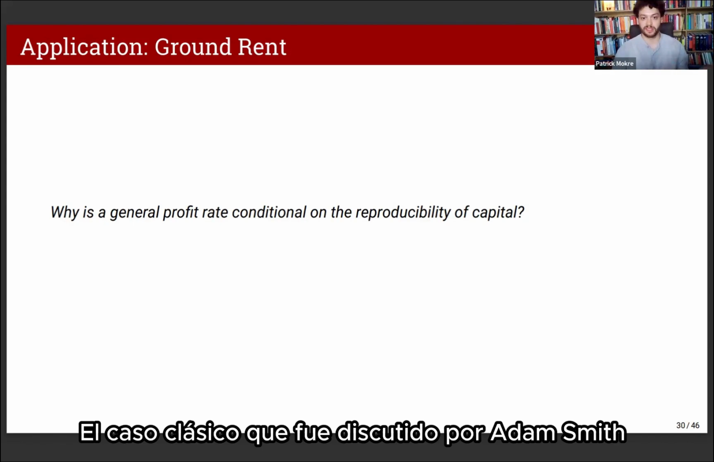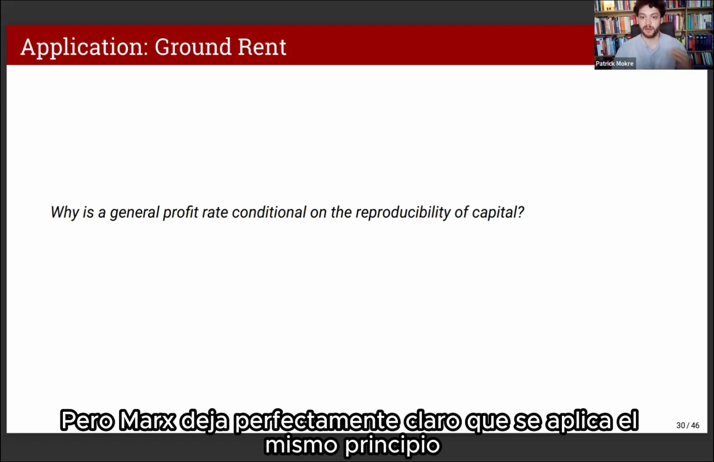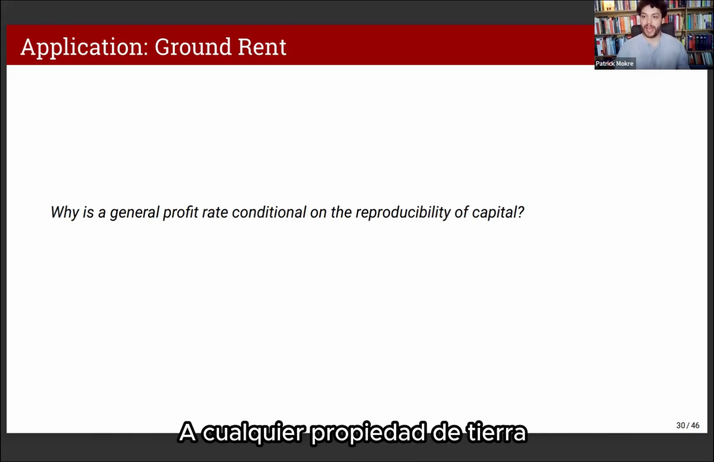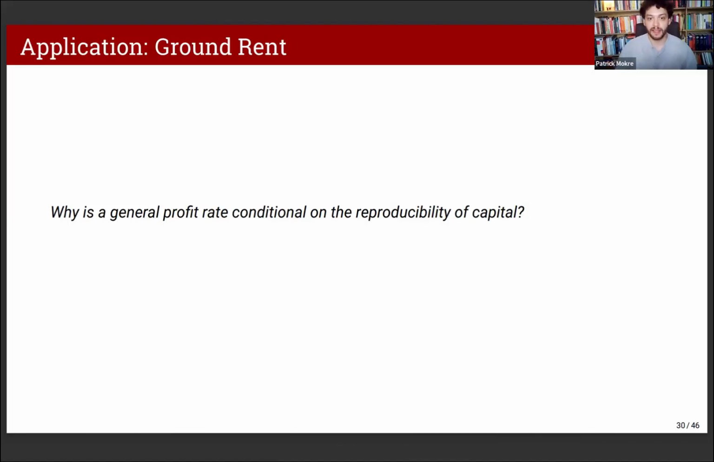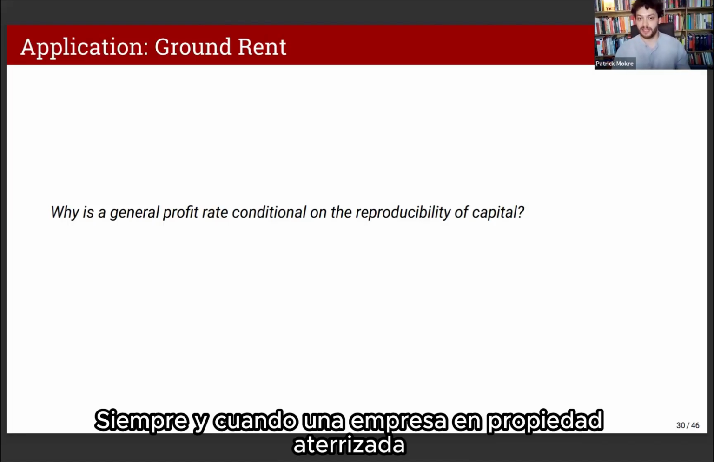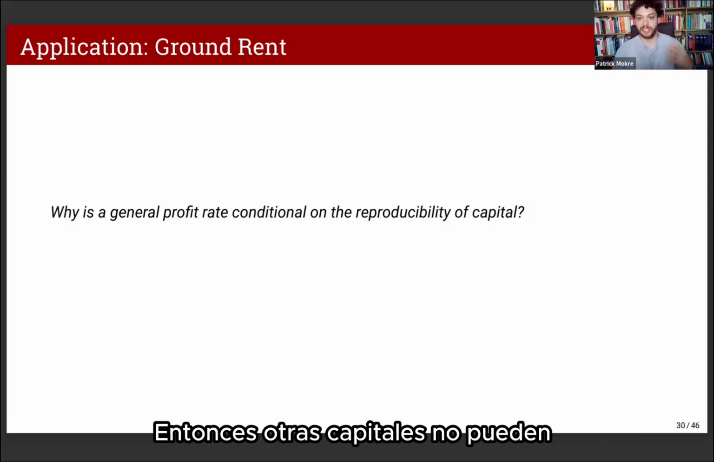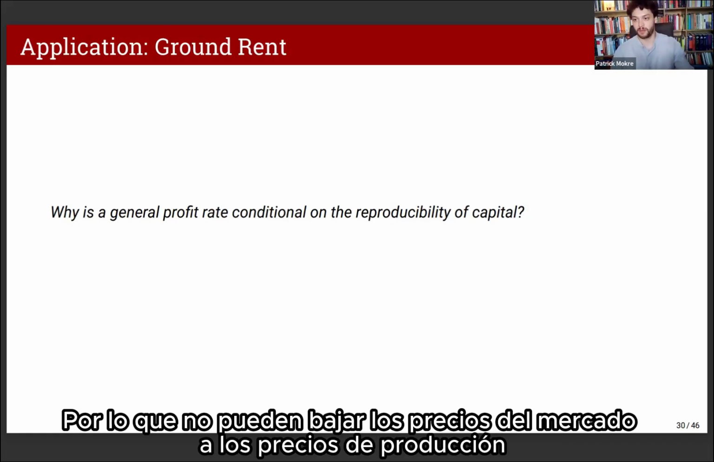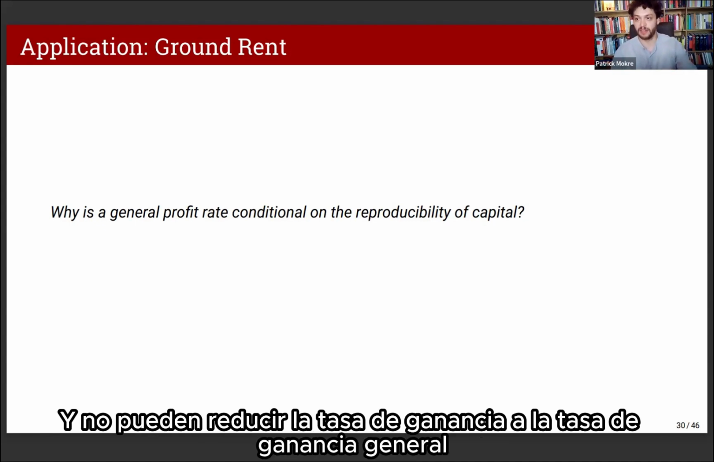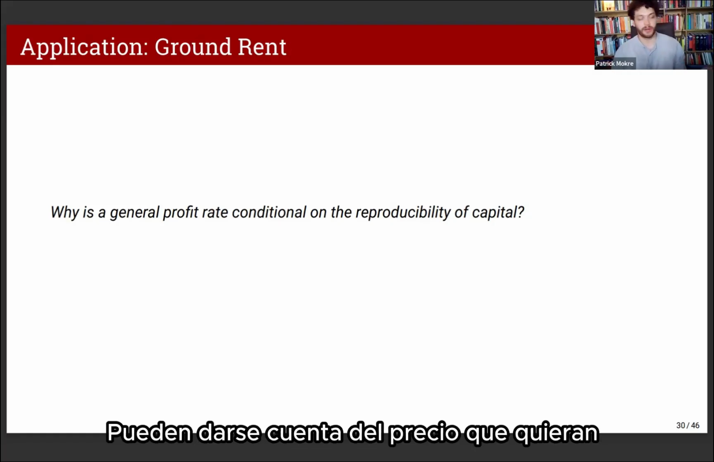The classical case that was discussed by Adam Smith, David Ricardo, and Karl Marx, and many, many others, is agriculture. But Marx makes it perfectly clear that the same principle applies to any landed property. Let's think here of mining, of extraction, and energy production from rivers, anything landed really. As long as one firm on landed property gains above normal profits, wherever they come from for the moment, then other capitals cannot easily enter the market and imitate their production techniques. Right? So they cannot drive down market prices to production prices, and they cannot drive down the profit rate to the general profit rate. This does not mean that landed property can realize any price that they want, of course.